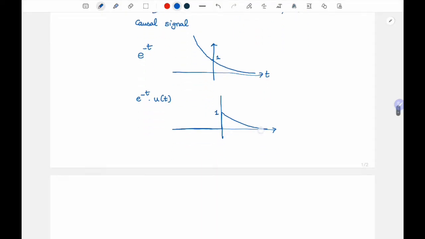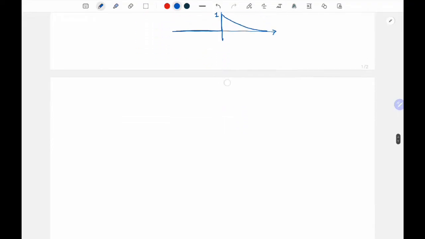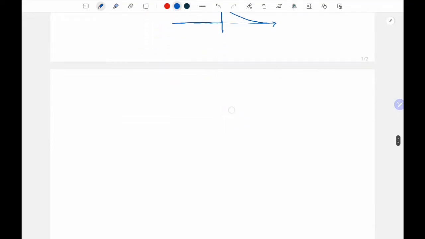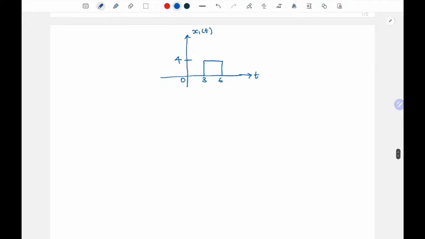Another use of this unit step function is in defining a function piecewise. What do you mean by piecewise? For example, let's say you want to describe a rectangular pulse mathematically, from 3 to 6 in t, having value, let's say, 4. Call this function x1 of t. I can define this function using the unit step function. How do I do that?